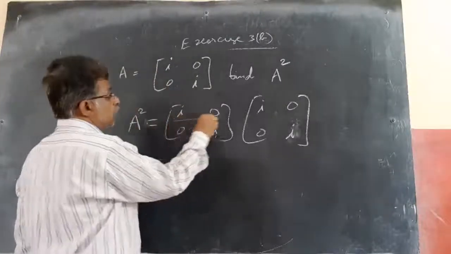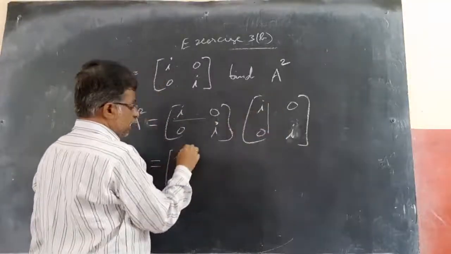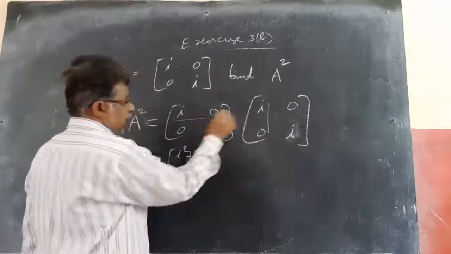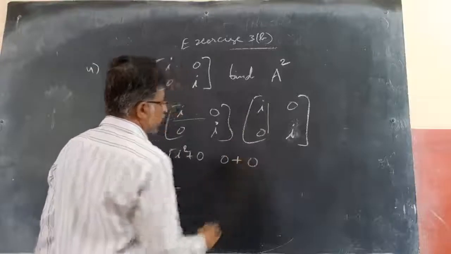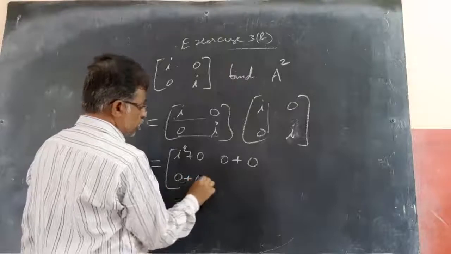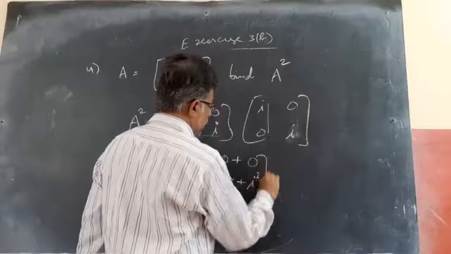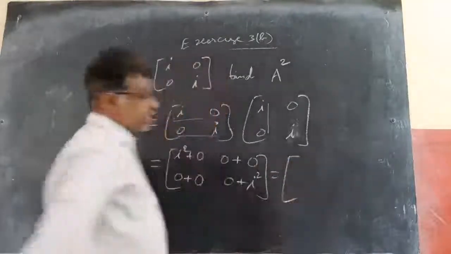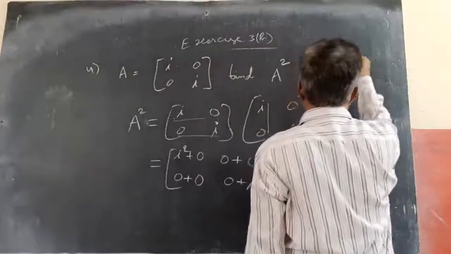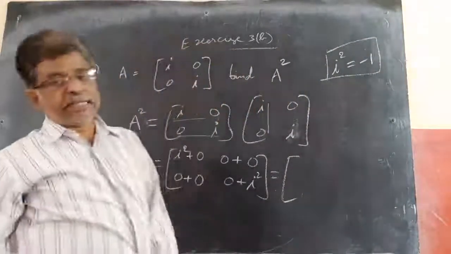Now, first row with first column, what do you get? I into I, I square, plus 0 into 0, 0. Next, I into 0, 0 plus 0 into I, 0. Next, second row with first column. 0 into I, 0. I into 0, 0. 0 into 0, 0 plus I into I, I square. Now the problem comes: I square. What is I square? I square is always minus 1. We will discuss this in complex numbers in second year. Till then, you remember that I square is minus 1.